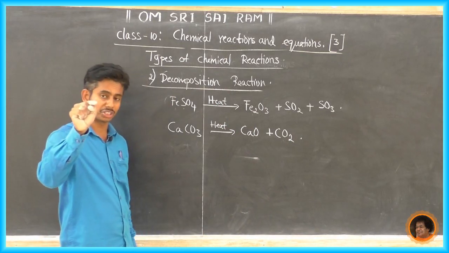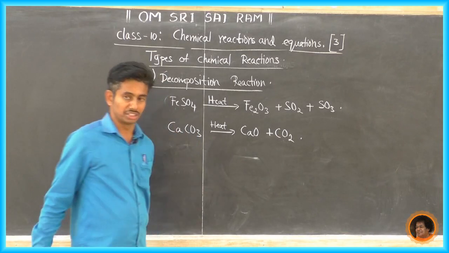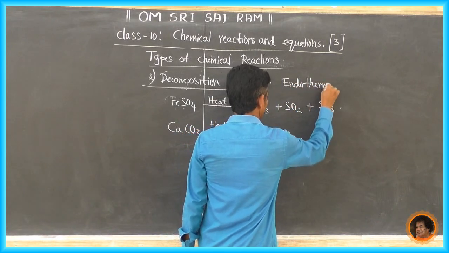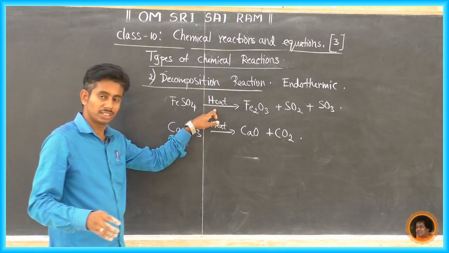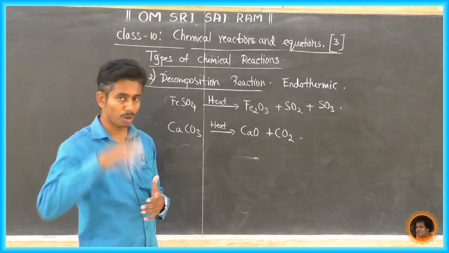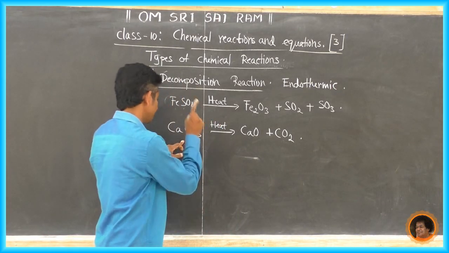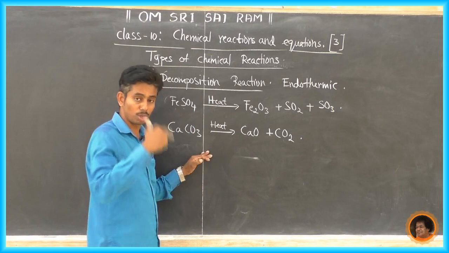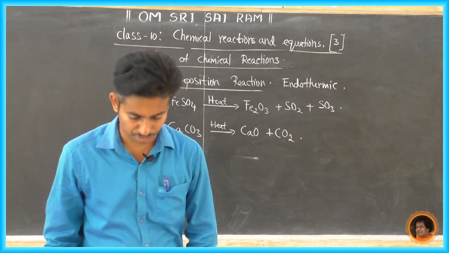Now the decomposition reaction is also called an endothermic reaction. Why is it called endothermic? It requires heat, and this heat is absorbed. In a chemical reaction, if heat is absorbed, it is an endothermic chemical reaction. So this is an example of an endothermic reaction. This example is also endothermic, because the given heat is absorbed.